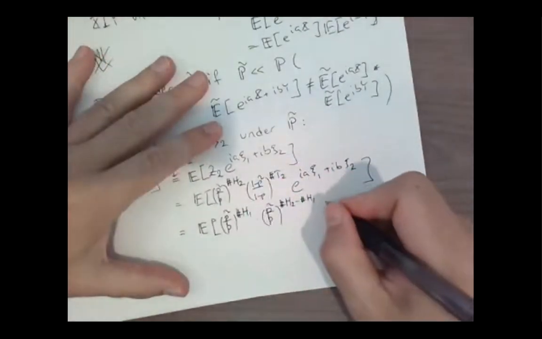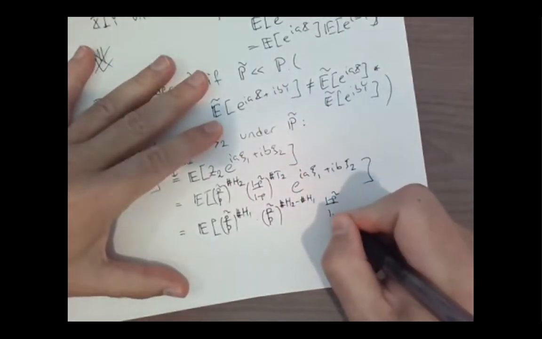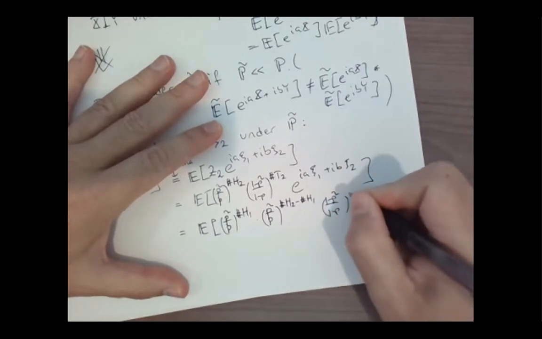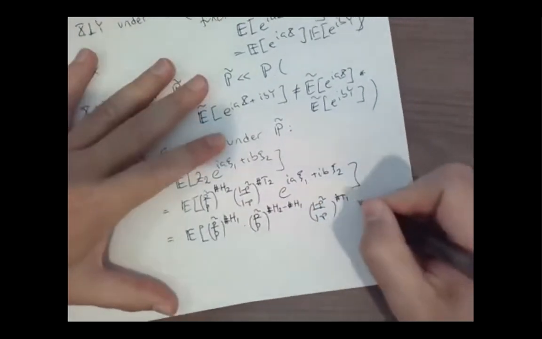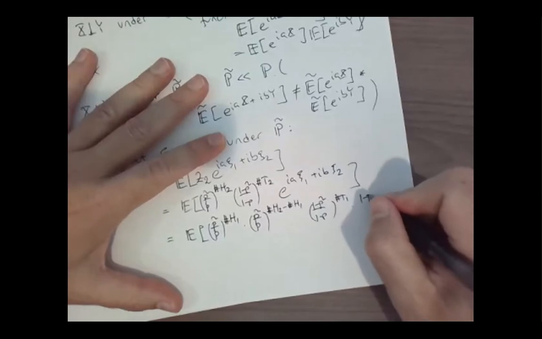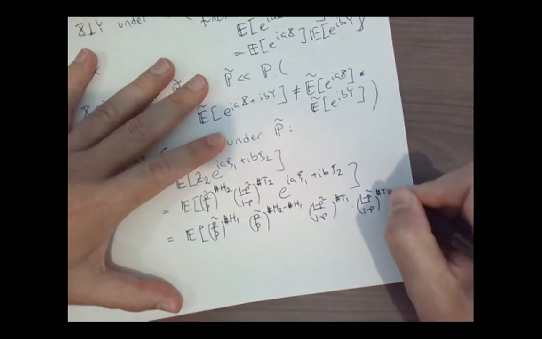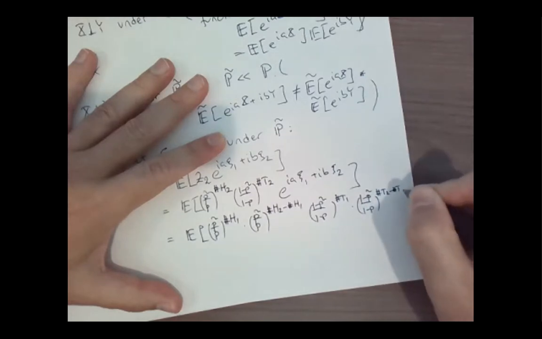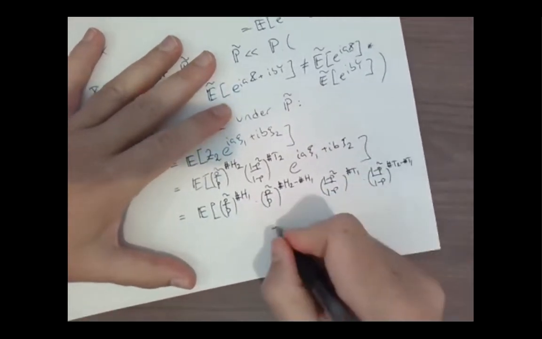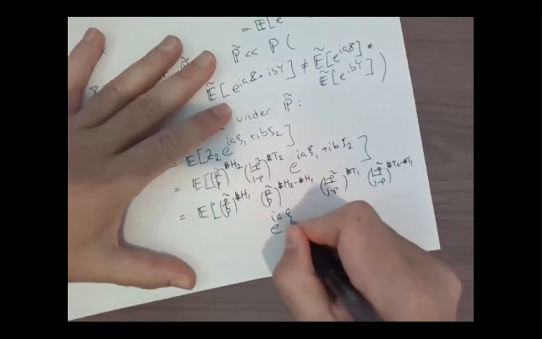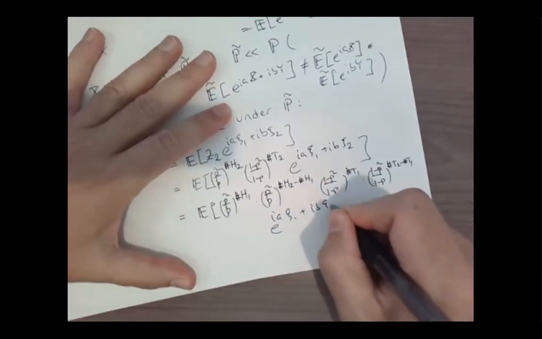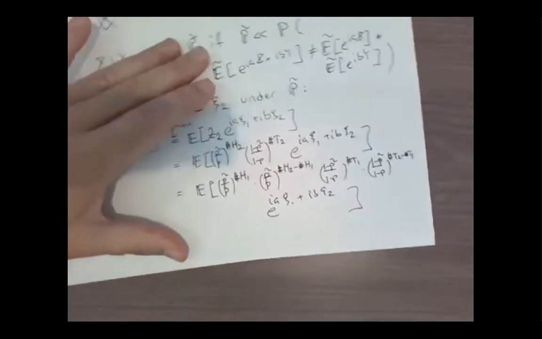And I'll do the same thing for the next one. 1 minus P tilde over 1 minus P, number of tails in the first toss times the number of tails in the second toss. And then times this exponential. So what do I do now?